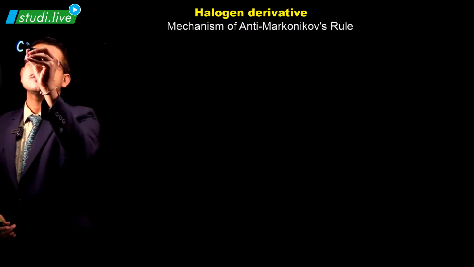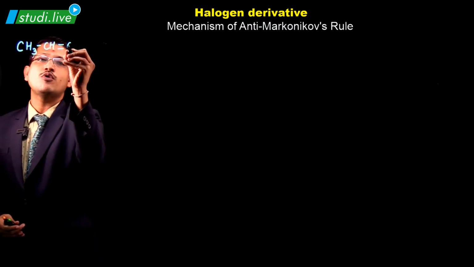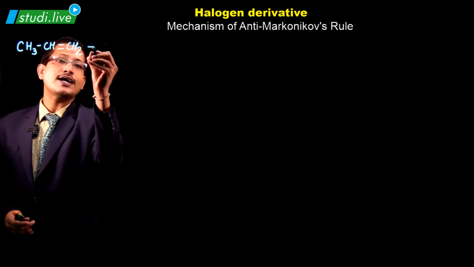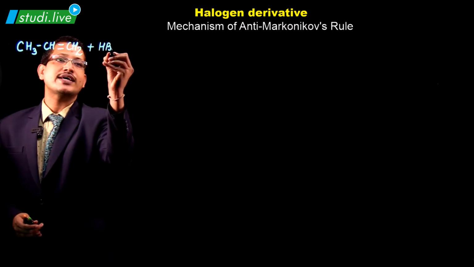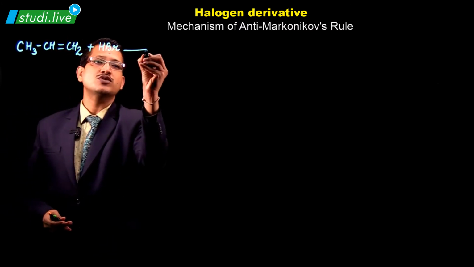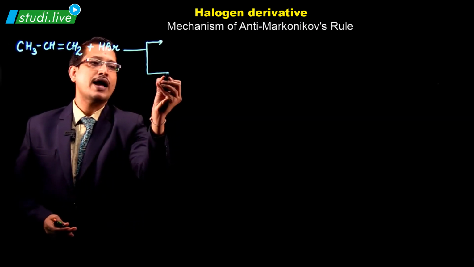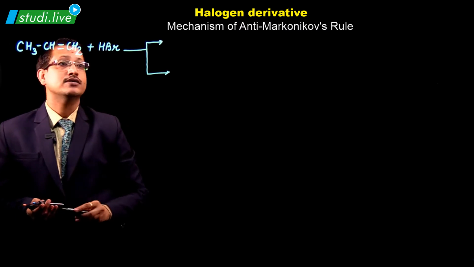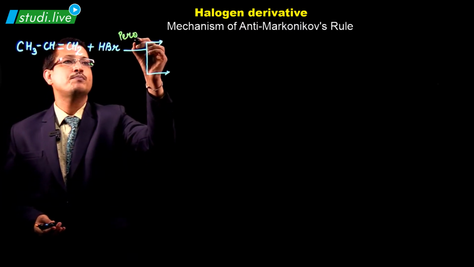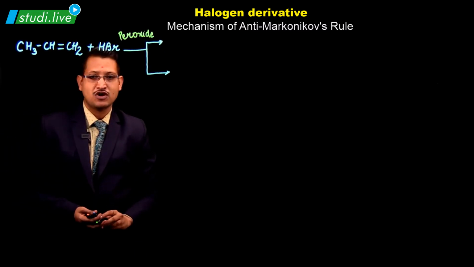So let's get started with anti-Markovnikov's rule. Here this is CH3, CH double bond CH2. This is the unsymmetrical alkene. This unsymmetrical alkene reacts with HBr, that is an unsymmetrical reagent, and this gives you the formation of two products. The most important thing is that the reaction takes place in the presence of peroxide.